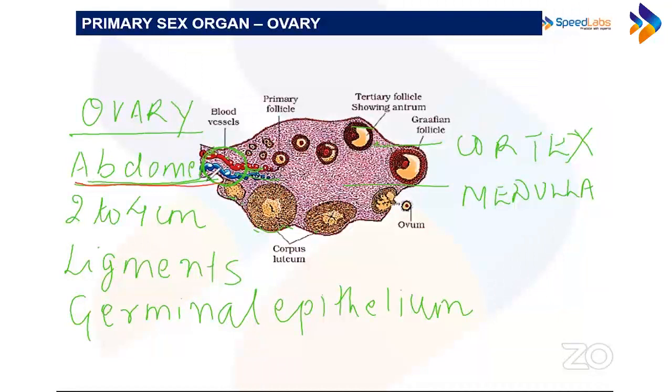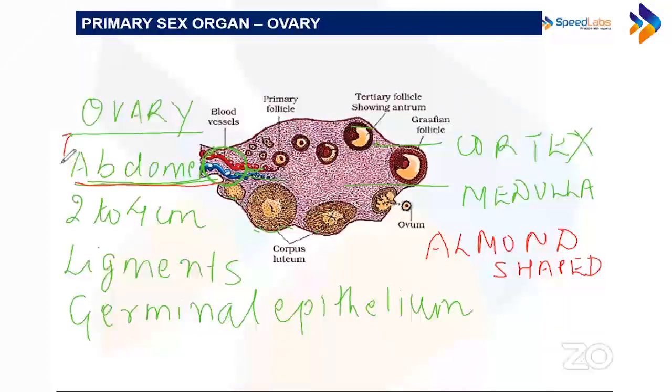They are inside the abdomen. One on each side. They are almond-shaped. बादाम के shape के होते हैं. There are 2 in number. All right. And they are paired intra-abdominal. What is that term called? Intra-abdominal. That means inside the abdomen.